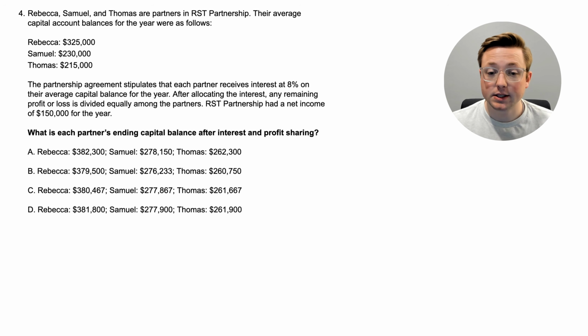The partnership agreement stipulates that each partner receives interest at 8% on their average capital balance for the year. After allocating the interest, any remaining profit or loss is divided equally among the partners. RST partnership had a net income of $150,000 for the year. So they are going to get interest based off of their average capital account balances, and then the income will be distributed after that. So pause the video.